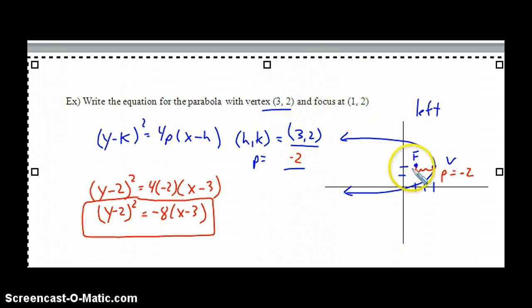Again, keep in mind when you're finding your P value that it's a directional distance. When it opens to the left, it has to be negative. When it opens to the right, it's positive. If it was opening upward, it'd be positive. If P was going down, P would be negative.